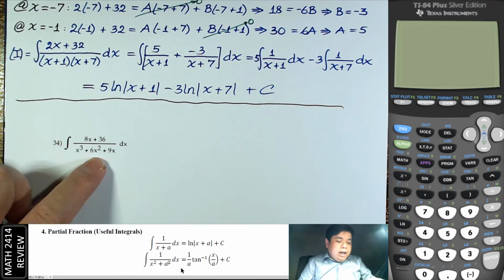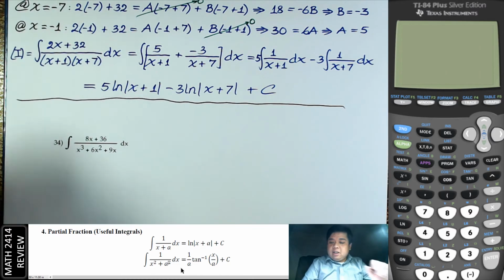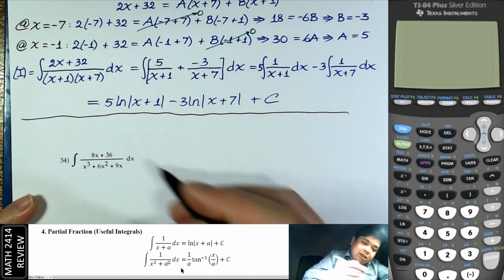Right, next we have this one, x cubed plus 6x squared plus 9x. Let's factor that out first.